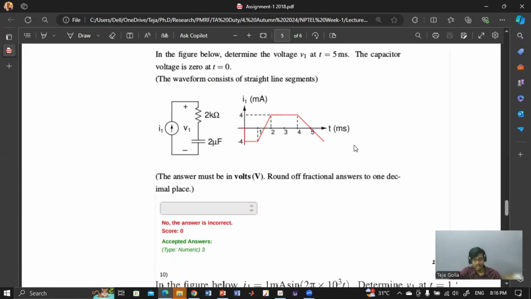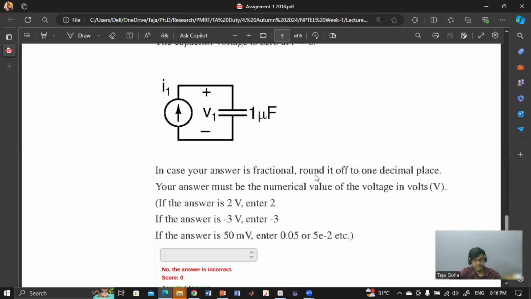If you directly look at the graph, I know it is a bit scary. So don't look from that perspective. First, you solve this circuit, get the expression, and then correlate with the graph. So is that clear? Yes, sir. Okay. Any other queries?